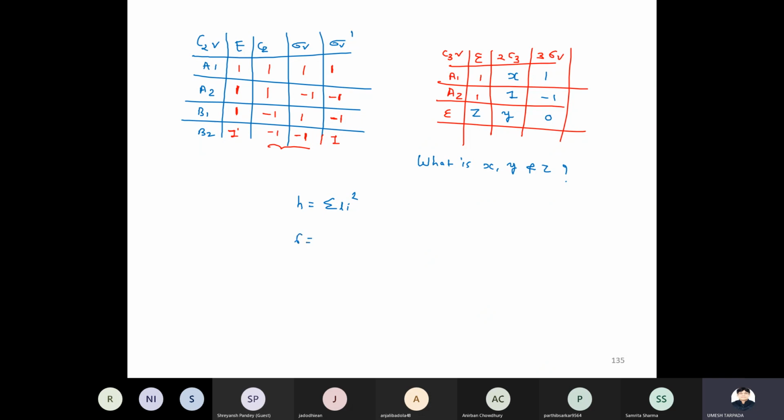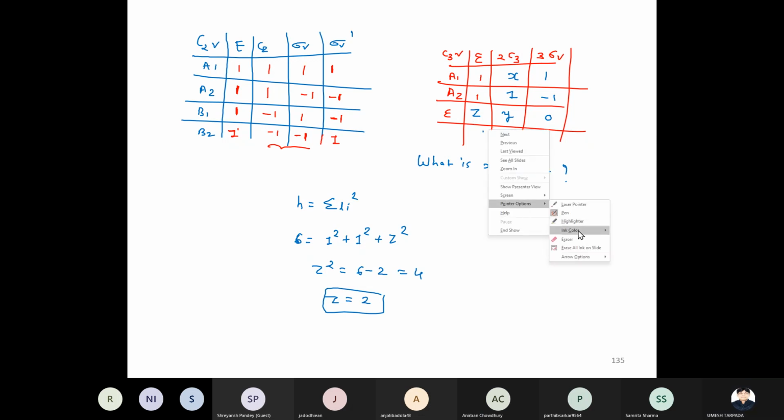So 6 is equal to 1 square plus 1 square plus Z square. So you can have a Z. See, Z square is equal to 6 minus 2. That is 4. So Z is equal to 2 because dimension is always unity. Okay. So Z you are getting 2. Here you can have a value 2. How to getting X? How to getting X and Y?